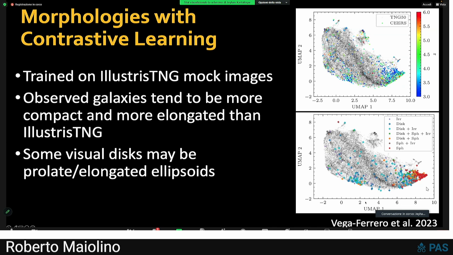Again, you can see some differences in the space that these galaxies occupy relative to the full Illustris TNG set. The observed galaxies tend to be more compact and also more elongated than galaxies seen in TNG. And if you look at the space that these galaxies occupy, some fraction of the galaxies that are classified visually as disks occupy a similar representation space as the galaxies that are spheroids. So some fraction of these may actually be prolate elongated ellipsoids rather than truly rotating disks.